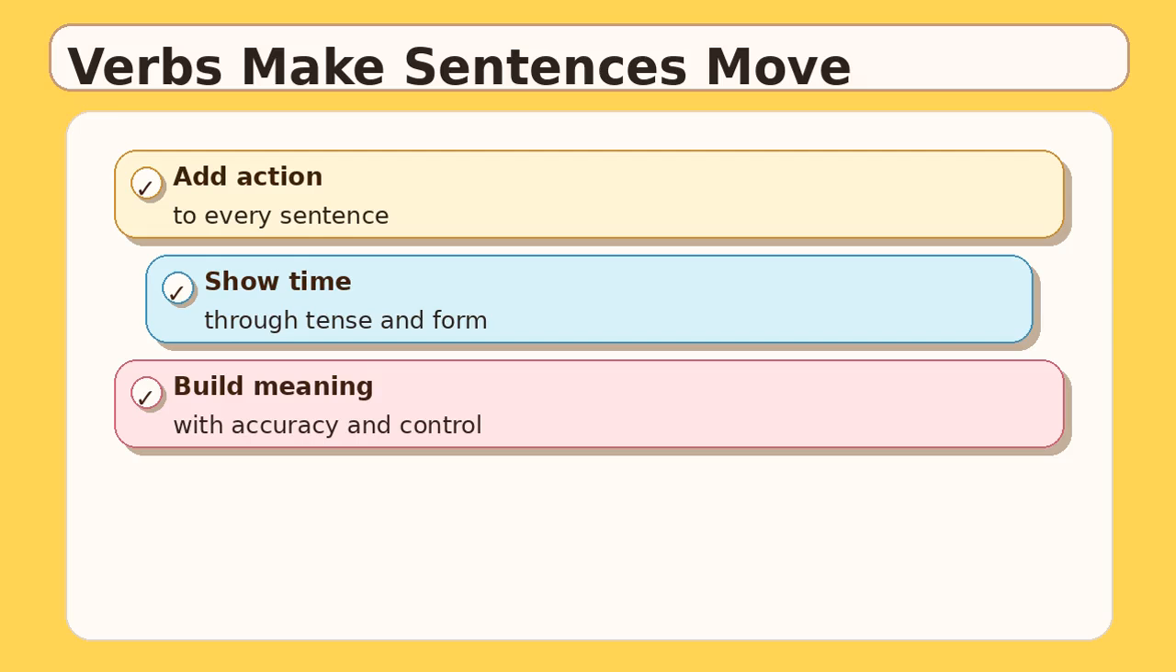In this lesson, we study verbs, one of the most powerful parts of speech in English. Verbs bring action, state, time, and meaning into a sentence. Once verbs become clear, the whole structure of English starts feeling much easier. In add action, notice to every sentence. In show time, notice through tense and form.